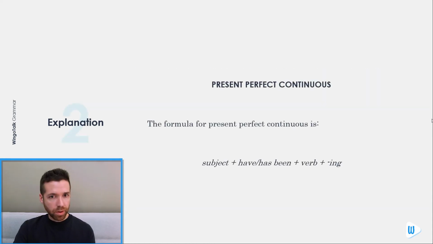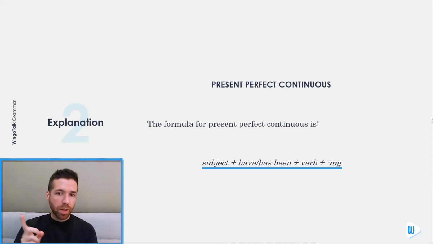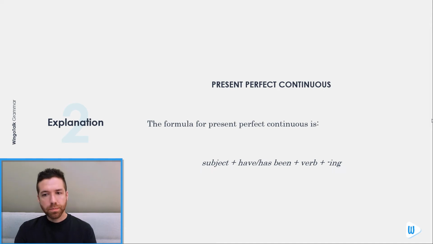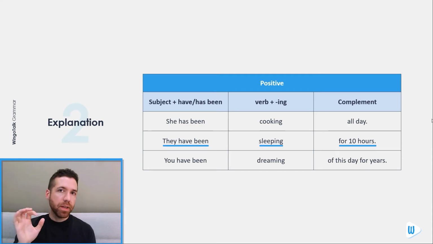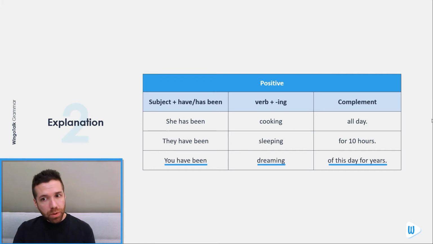Present perfect continuous. The formula for present perfect continuous is subject plus have or has been plus verb and then ing. She has been cooking all day. They have been sleeping for 10 hours. You have been dreaming of this day for years.